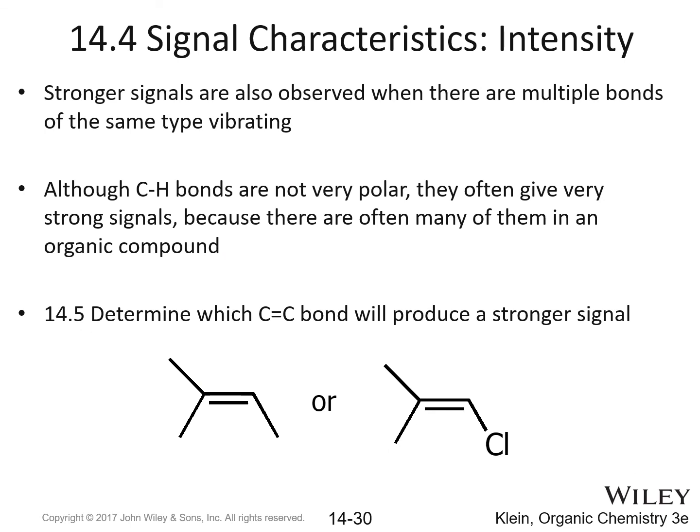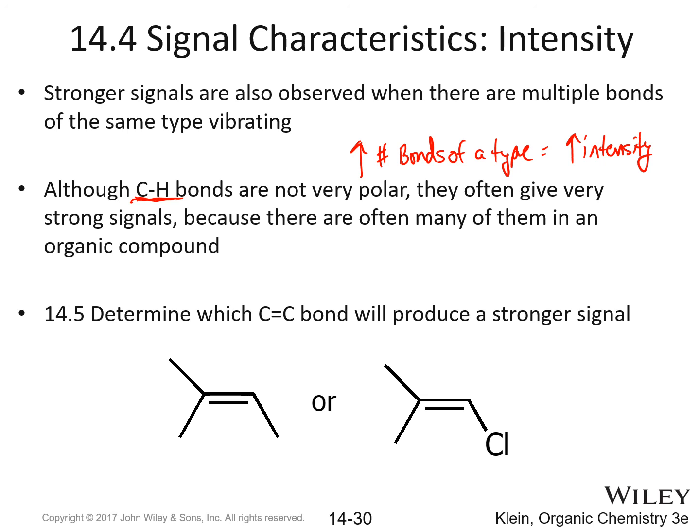Stronger signals are also observed when we have multiple bonds of the same type. For example, the CH bond is not polar. However, when we have dozens sometimes of CH bonds, we're going to see intense signals because there are so many of them. So if you increase the number of a particular type of bond, we generally observe an increase in the intensity of that signal.